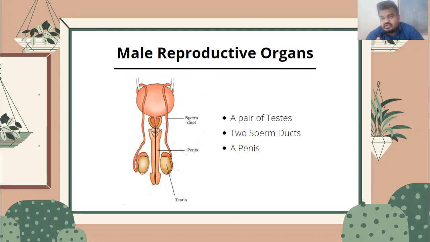As we have already said, the male gamete is called sperm, and it is generated in this pair of testes. It will go to the penis with the help of these two sperm ducts. As per the name of the ducts, the sperm will go to the penis through these two sperm ducts. So these are the male reproductive organs. It's very easy, I think.